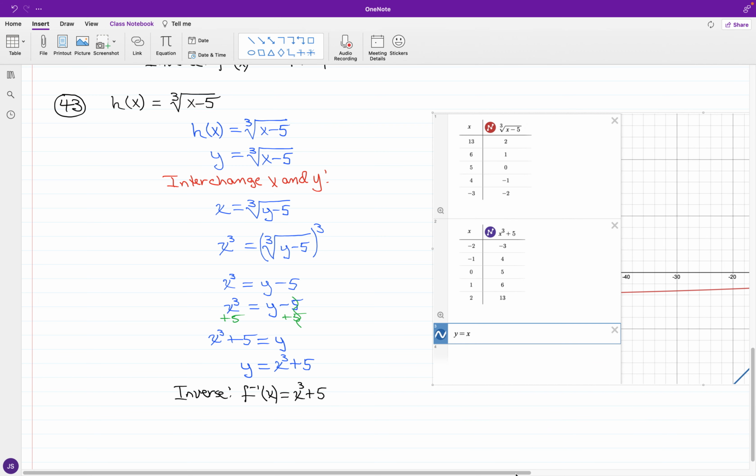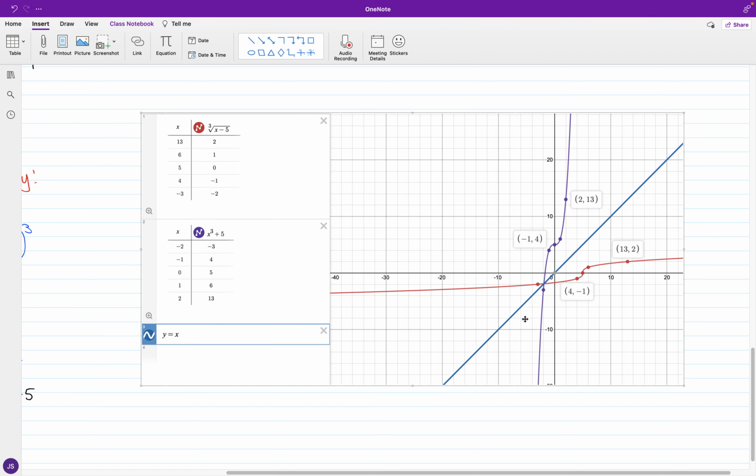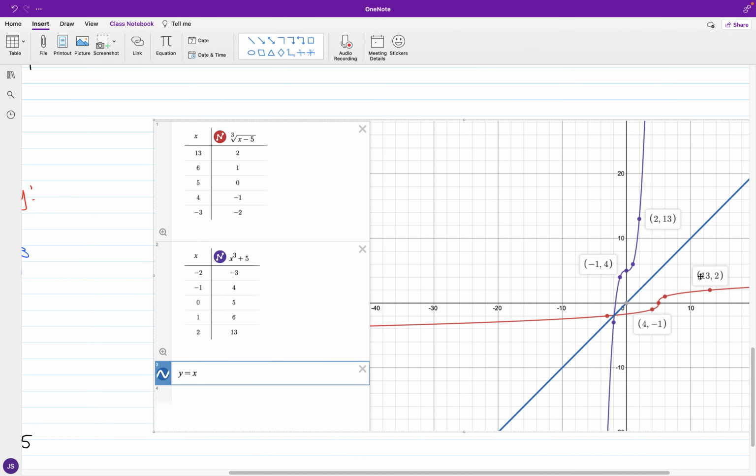Again, just looking at the graphs of these, you have in red the radical function, and this would pass both the vertical and the horizontal line test. Likewise with the inverse, where we have y equals x cubed plus 5. Both of these graphs have symmetry with respect to the line y equals x, and you have your interchanging coordinates, like (2, 13) and (13, 2), as well as (-1, 4) and (4, -1) among the samples.